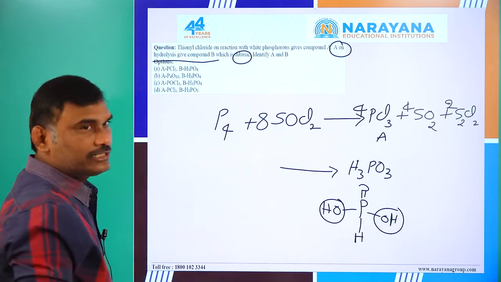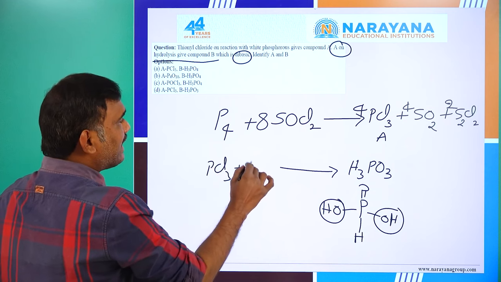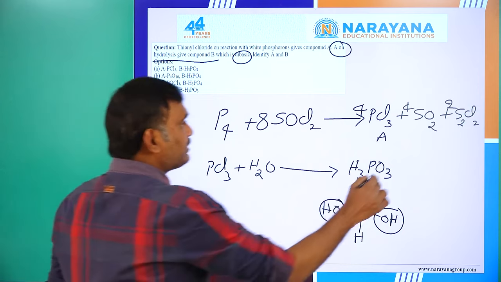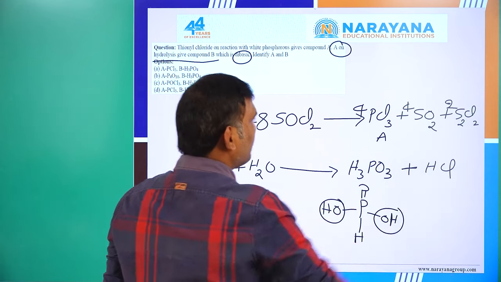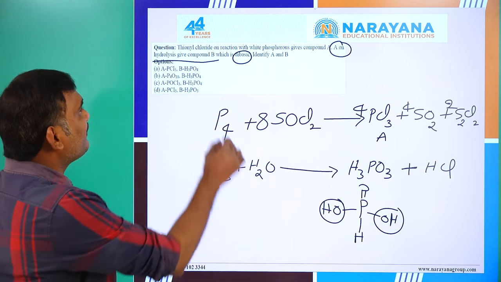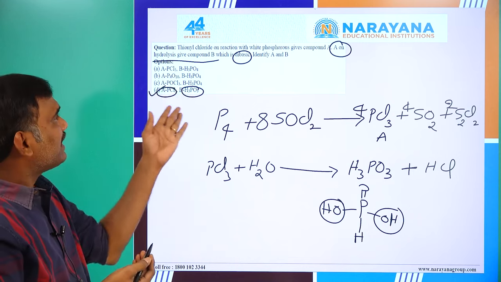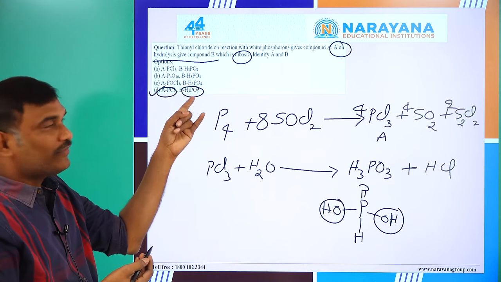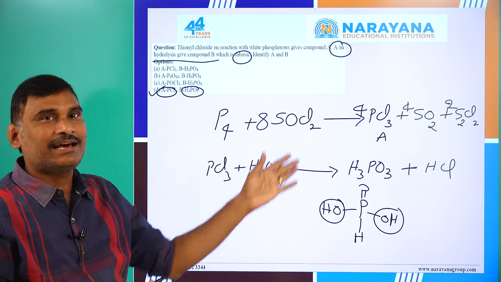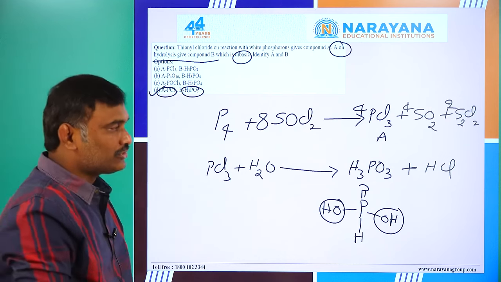That must be H3PO3. Therefore, PCl3 on hydrolysis produces H3PO3 plus HCl. Yes or no? That means it must be H3PO3. Where is the answer? Here is the only answer. That's why there is a big chance for you. Here H3PO4 is not dibasic, only H3PO3 is the dibasic acid. Directly also you can go for the answer without having any knowledge of the equations. Is it correct, students? Now go for the next question, students.